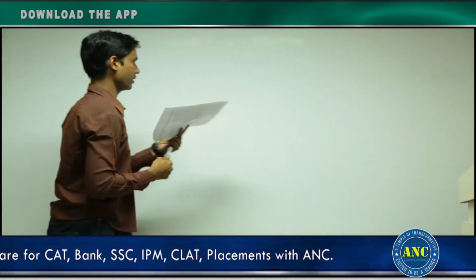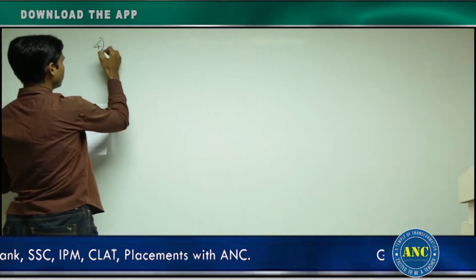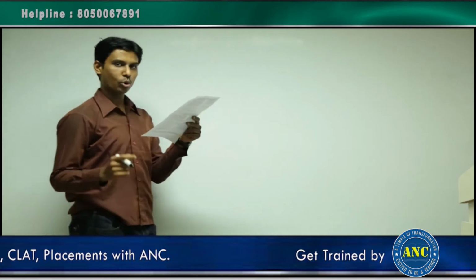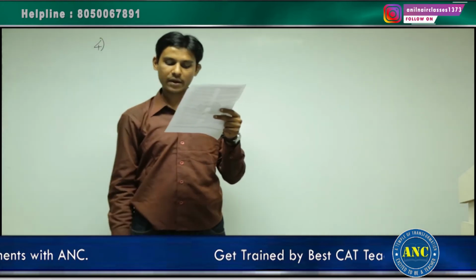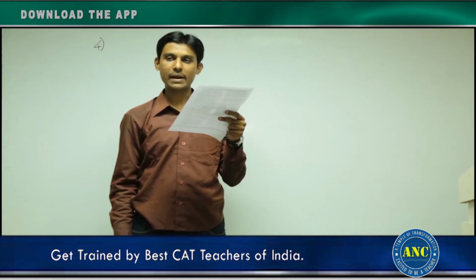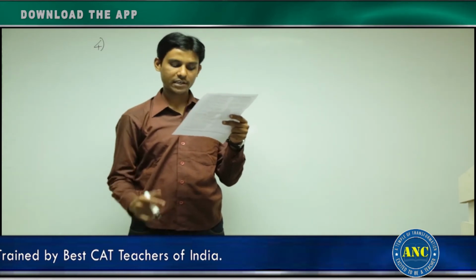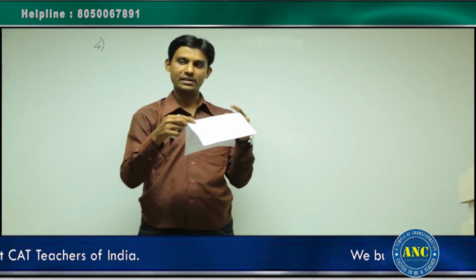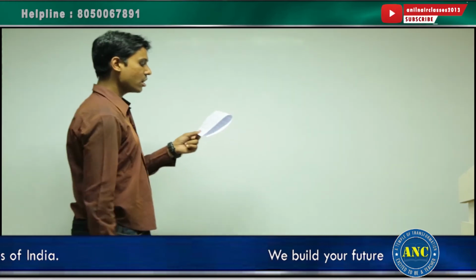Please see the fourth question. Questions 4 and 5. Question number 4. Two alloys containing copper and iron in the ratio 5:8 and 5:3 are melted in equal quantities. What is the ratio of iron and copper in the resultant alloy? Let us read the question again. There are two alloys.